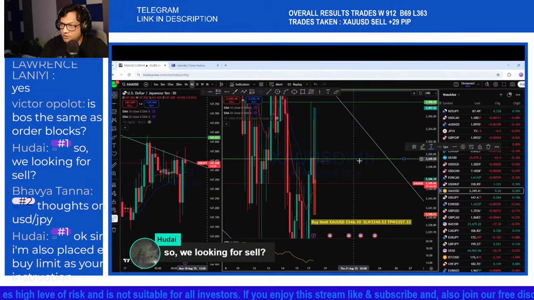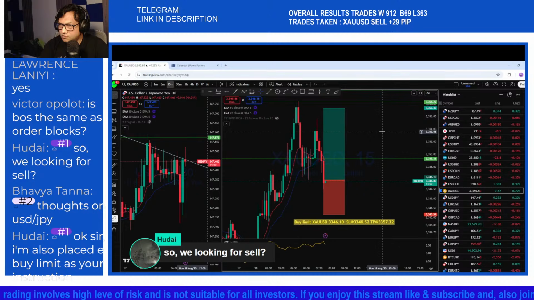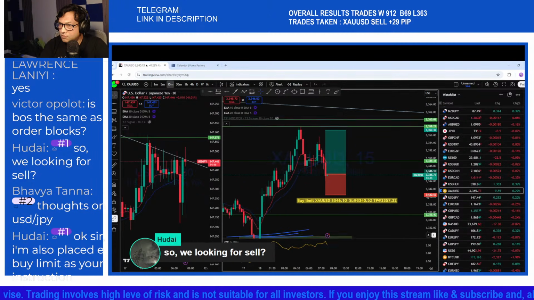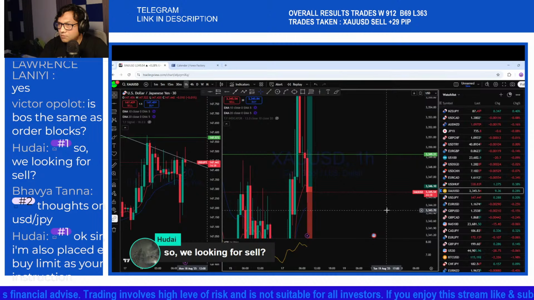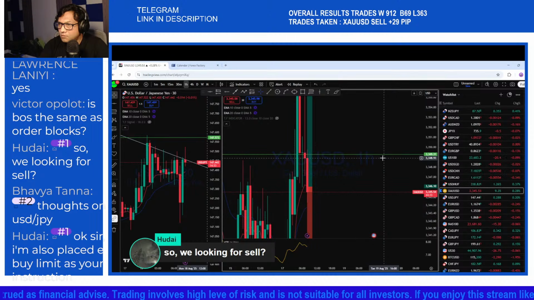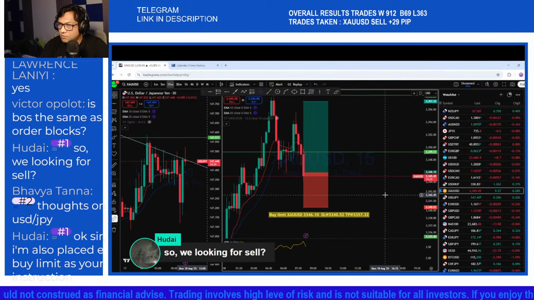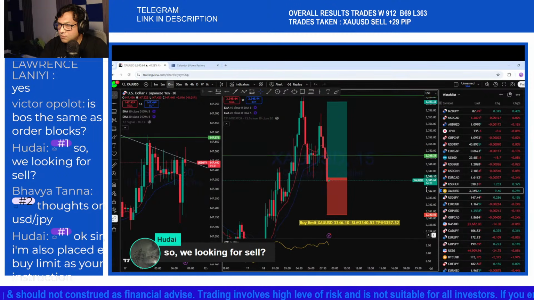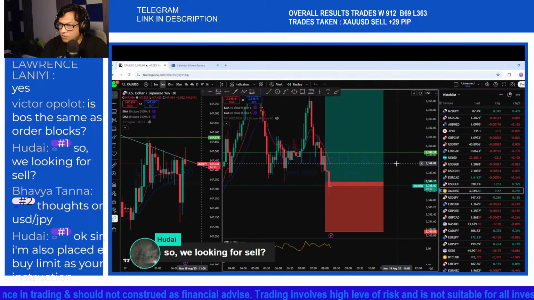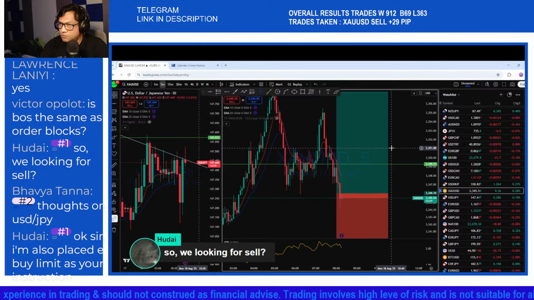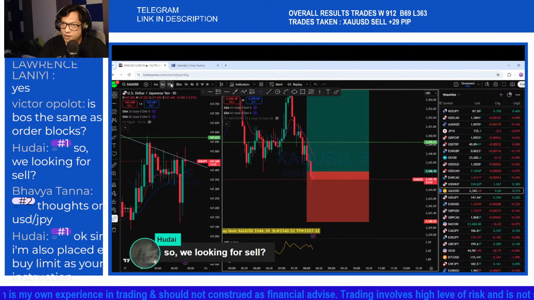Session's low is hit, and we look here, we can see the market is in fact here is a support, and now we are expecting a rejection back above here in that market.